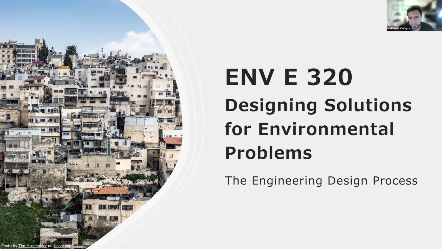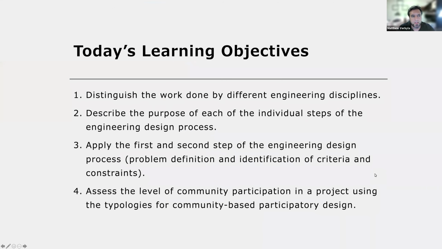All right, so today's lecture is about the engineering design process. Our learning objectives for this module are to distinguish the work that's done by different engineering disciplines, describe the purpose of each of the individual steps of the engineering design process, apply the first and second step of this design process, which is problem definition and identifying criteria and constraints, and finally to assess the level of community participation in a project using the typologies for community-based participatory design.